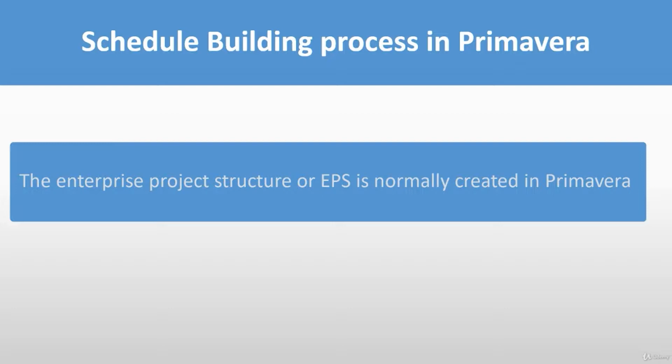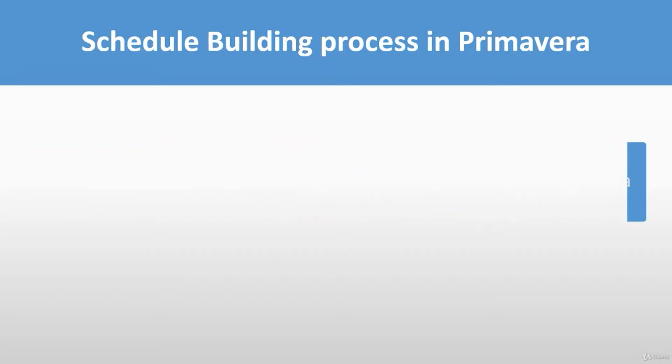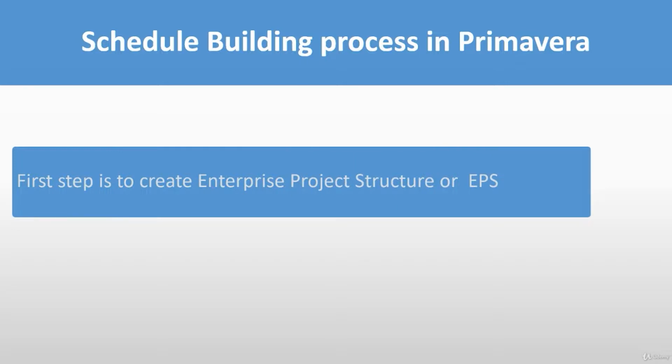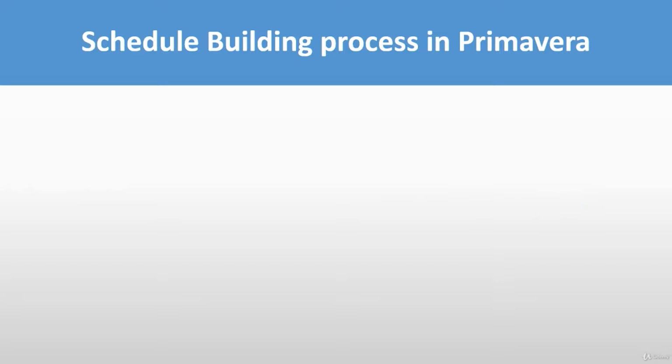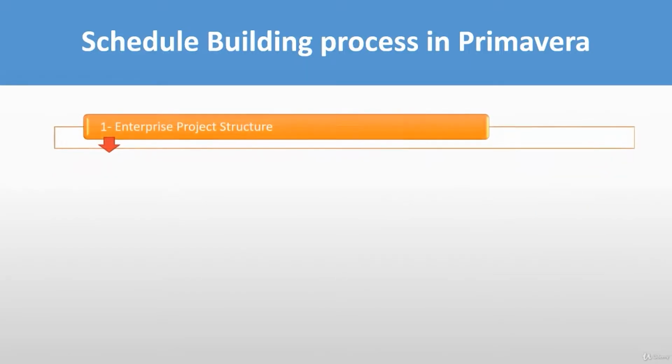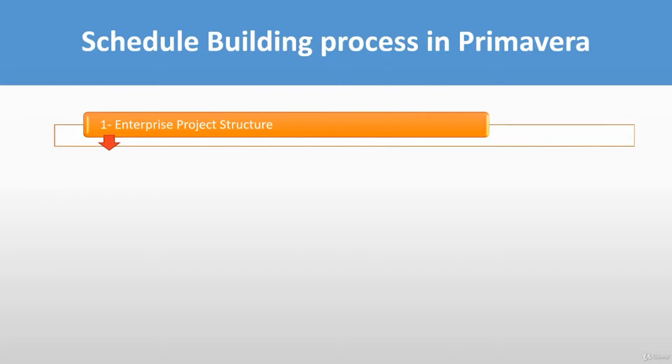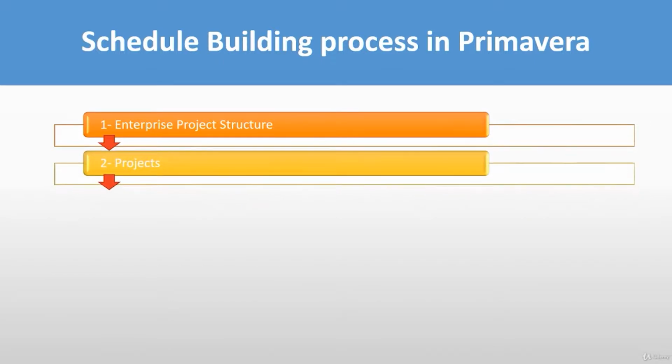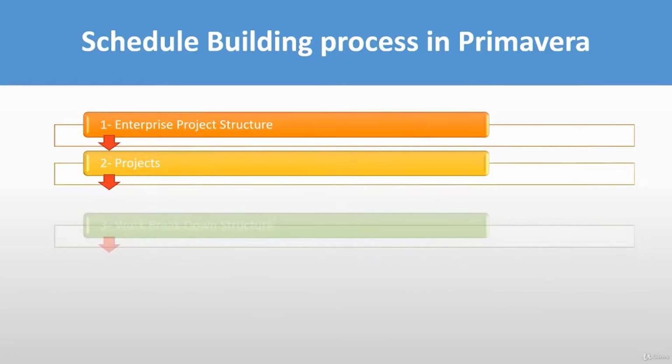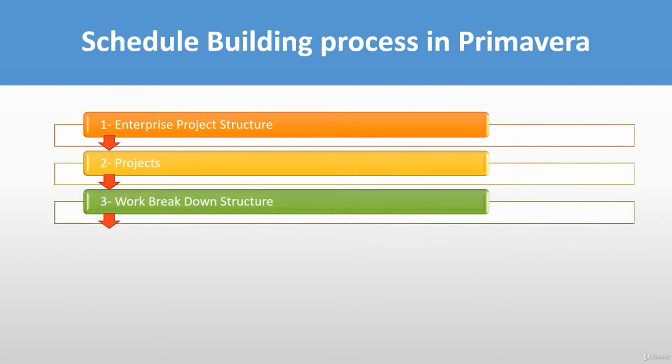Please remember that we have to go step by step while building our project schedule. First, we will create the Enterprise Project Structure or EPS if it's not created previously. Secondly, under EPS, we will create a project. Then, under the newly created project, a Work Breakdown Structure or WBS is created. After, we will add activities under each WBS element according to our project objectives.